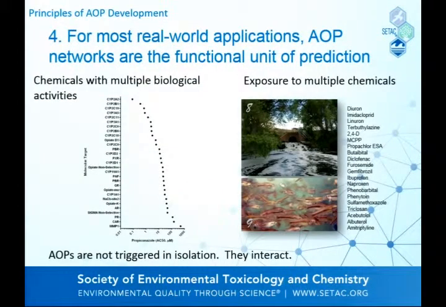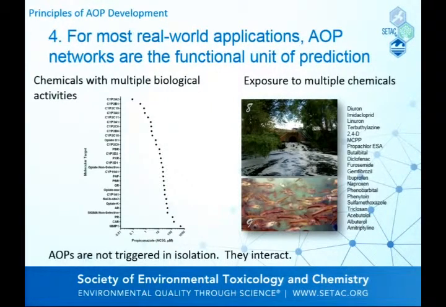So we recognize that for most real-world applications, AOP networks are actually going to be the functional unit of prediction, because we don't work in this very simplified sort of space. So we know that in the real world, typically we're exposed to multiple chemicals. There's lots of chemicals out there in the environment. We have lots of chemicals in our bodies. So these AOPs are not going to be triggered in isolation. Multiple chemicals may be triggering multiple AOPs.